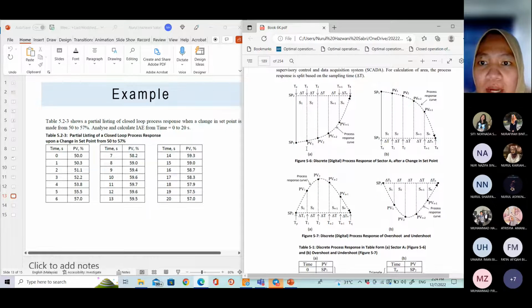So inilah gambaran area 1. Basically, delta T is the difference between T0 dengan T1, and then T1, T2, until Tn minus 1 to Tr. So basically, all of this is delta T. Daripada sini, you boleh nampak lah 0 to 1, 1 to 2, 2 to 3, 3 to 4, sampailah ke 20 ni, the difference is 1 second. Betul tak?